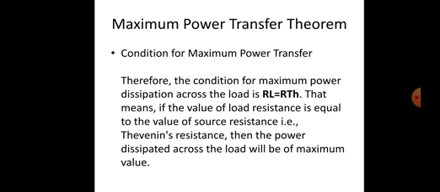Maximum power transfer theorem. Condition for maximum power transfer. Therefore, the condition for maximum power dissipation across the load is RL equal to RTH. That means if the value of load resistance is equal to the value of source resistance, for example Thevenin's resistance, then the power dissipated across the load will be of maximum value.